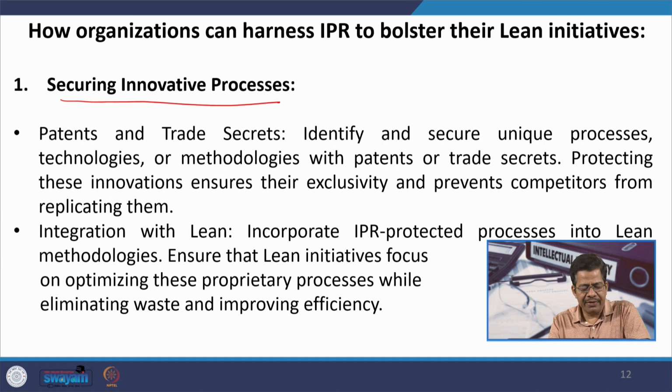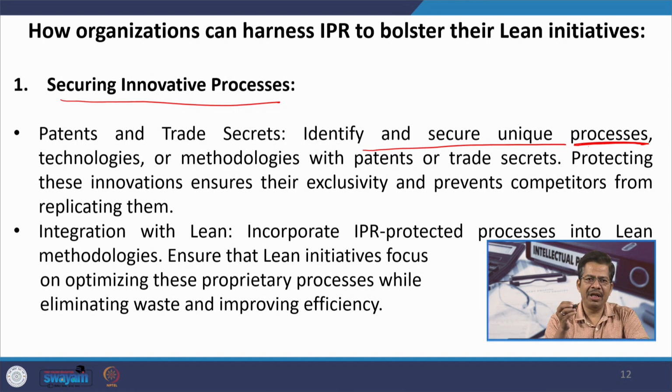We know that different types of patents are possible on process improvements. So, we need to identify and secure unique processes. Earlier we used to be taught more about product patents, but process patents, methodologies, etc., are also equally important. So, you need to see how those things because of which you are able to eliminate waste, and you have done something very innovative in your process, that itself can be a subject of IPR.